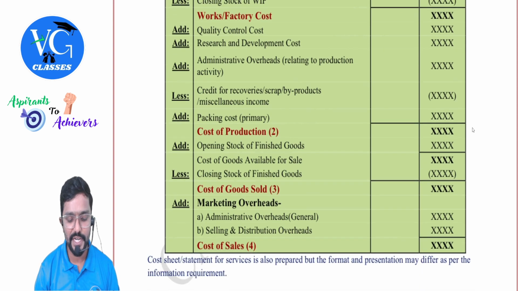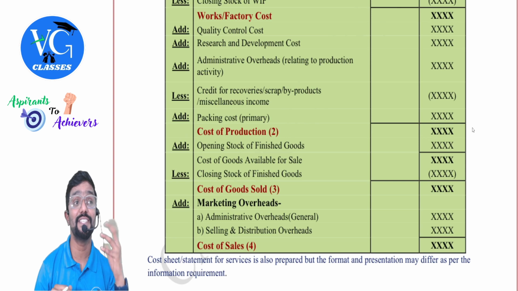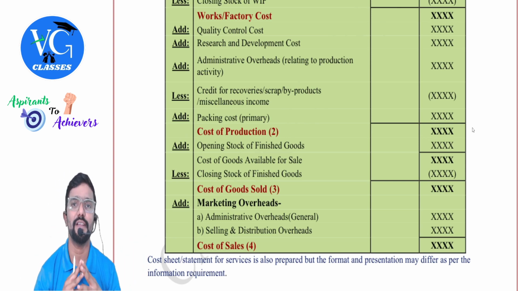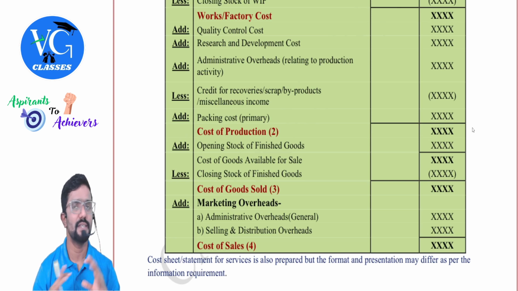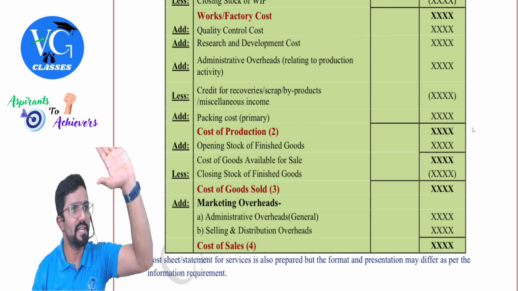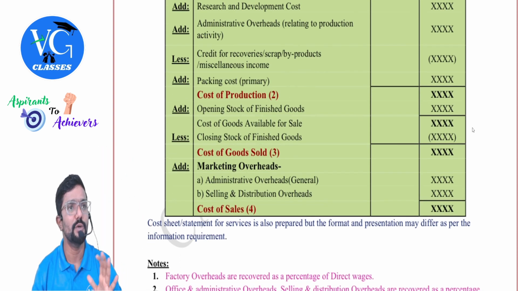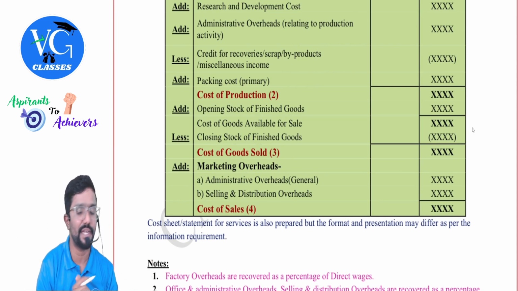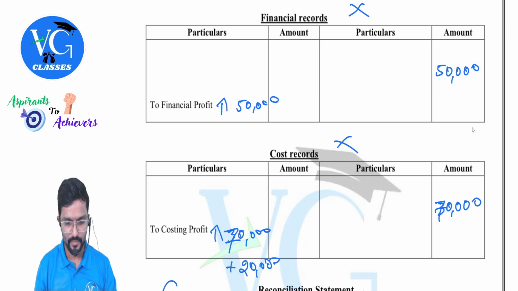Clear? And administrative overhead will always come after cost of production. Here we will see whether it is related to production, and general items you consider as general. Hope you are getting it. Clear? Now let me connect it to the cost accounting system. Same thing. I am trying to connect the cost sheet and the cost accounting system. Please pay attention.